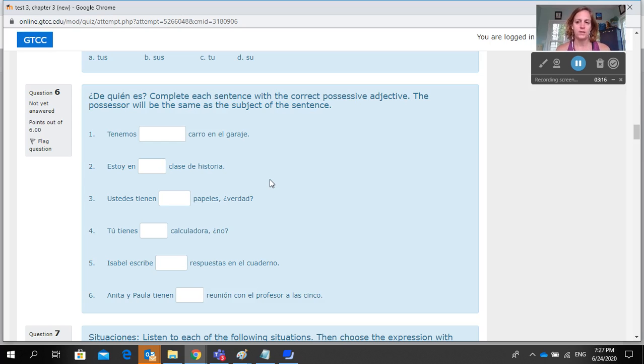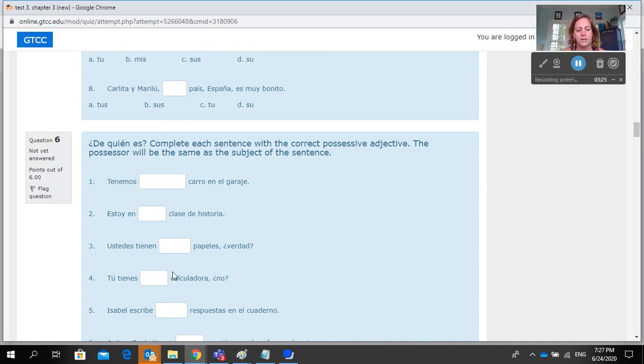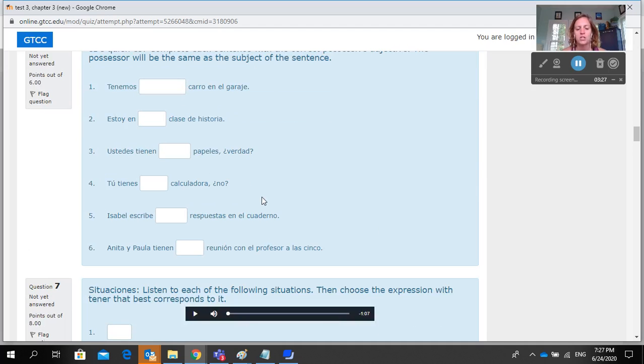So you're looking for the subject, whoever the subject is of the sentence, that's also who is the person who owns the item, and you'll want to make those match. So you'll be writing in the possessive adjectives here, and make sure they agree with the nouns that they describe, the thing that the person is possessing. If that which you're possessing is plural, then your possessive adjective should also be plural, should have an S.